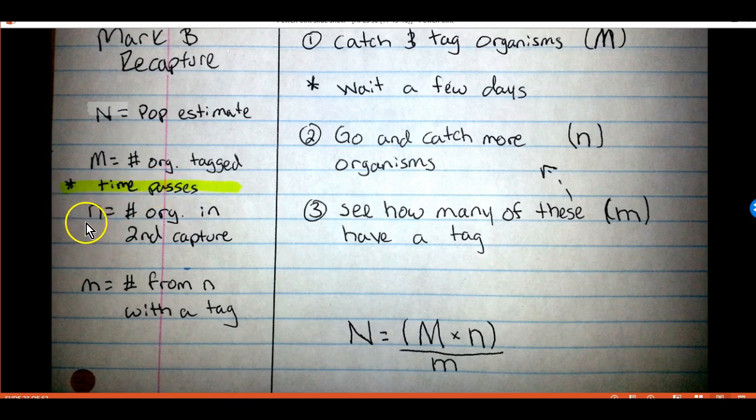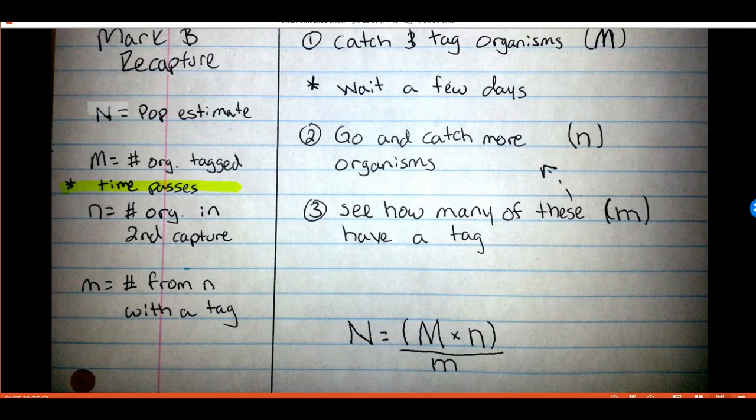I'll explain that in a second. Put little n, so put little n and the number of organisms in second capture, and then put little m, number from n, this one, with a tag, and I'll explain all this in a second. In mark and recapture, you go out and you capture a certain number of organisms and you tag them.